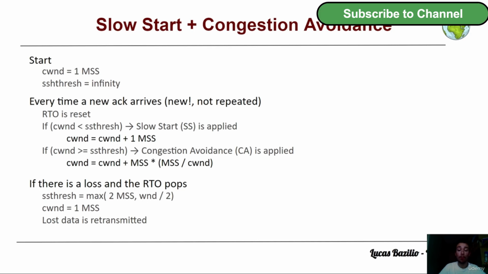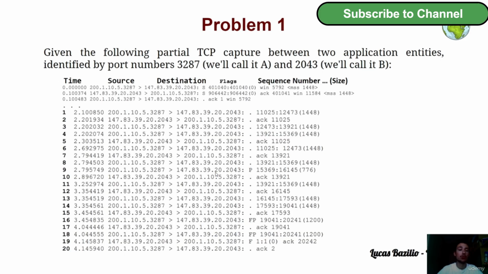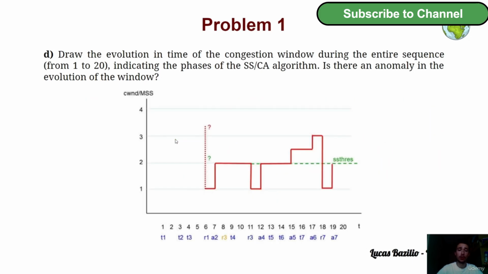So that on this exchange 7, we are going to have 1 plus 1, so we are going to have 2 maximum segment size. That is why here on this exchange 7, we increment the value of the congestion window in 1, because we have this acknowledgement of new data. Here we have also the explanation. Keep in mind that when we receive this acknowledgement, it is new data, so the congestion window goes up to 2, we increment it in 1, so now the value is 2. And now the window does not go up again, as we can see here.